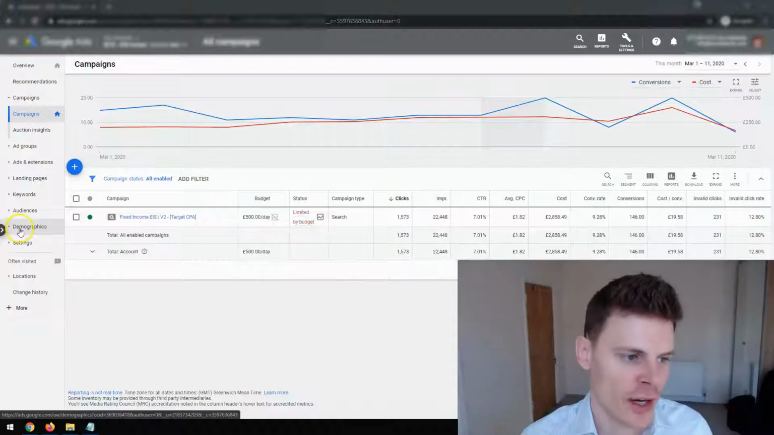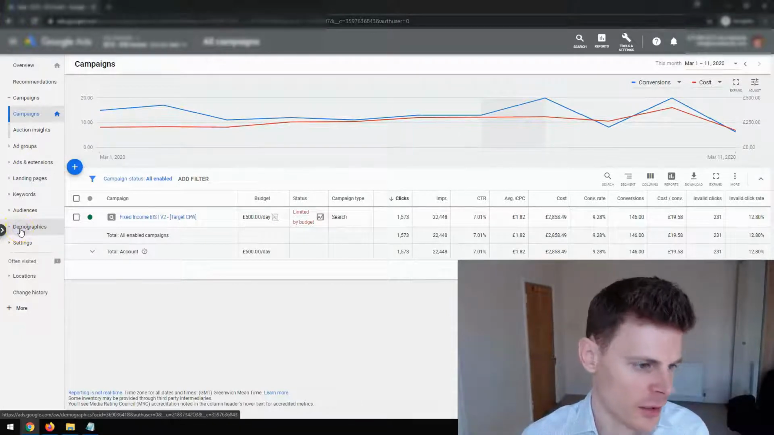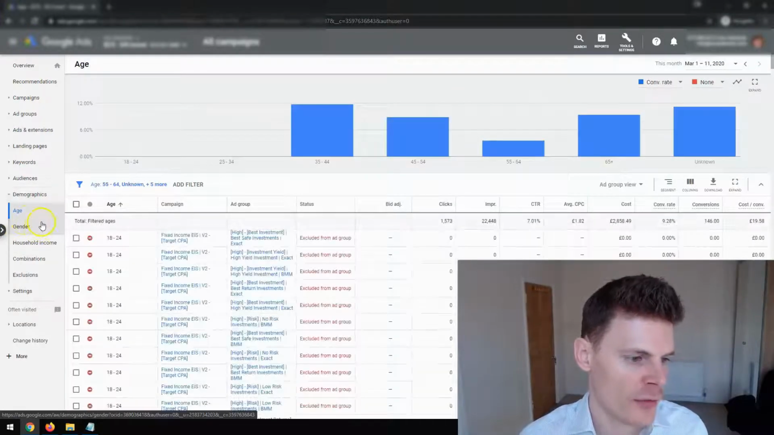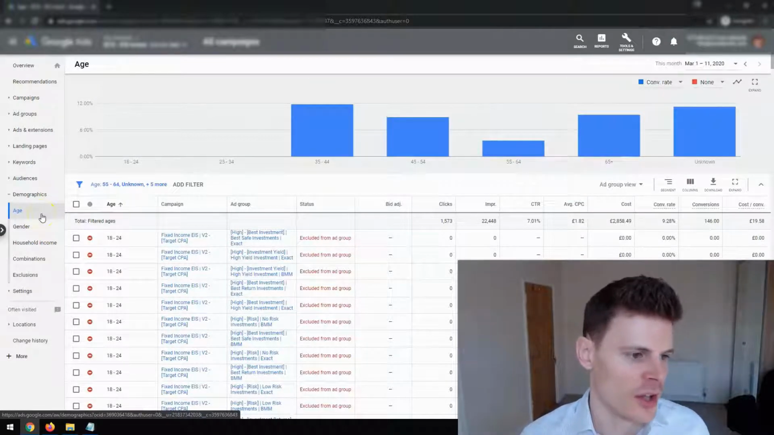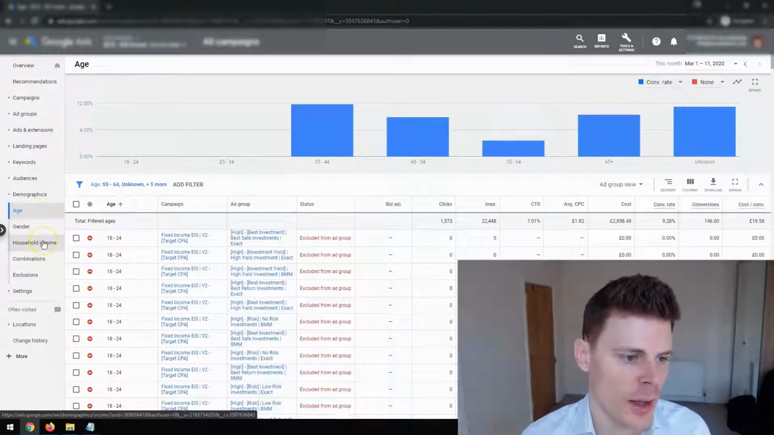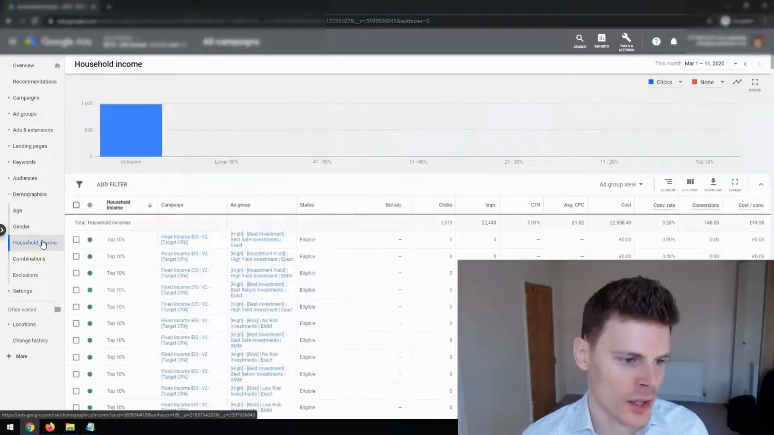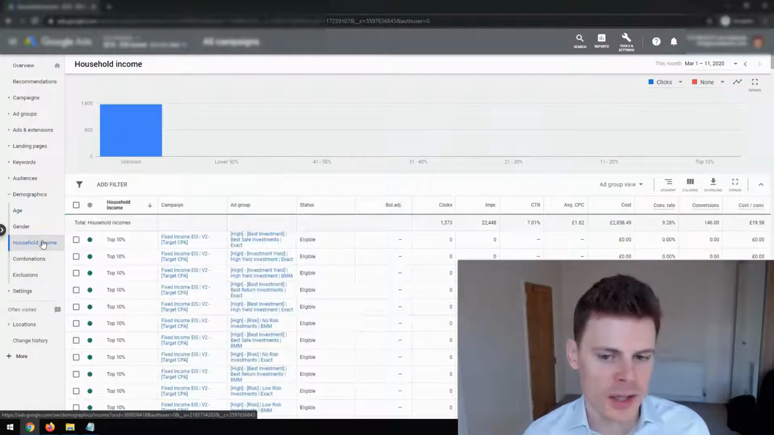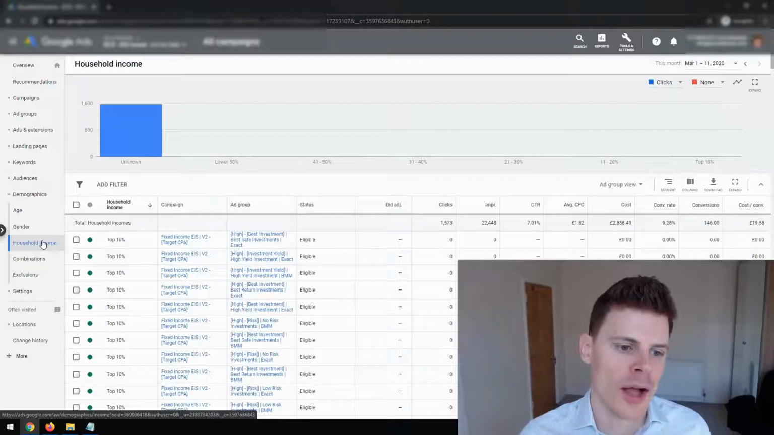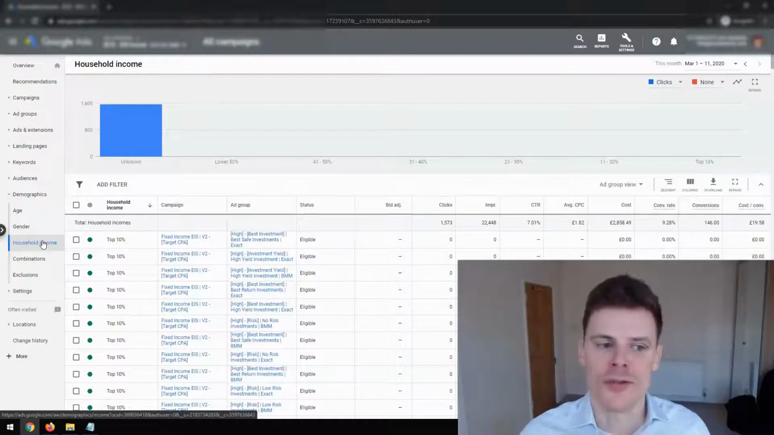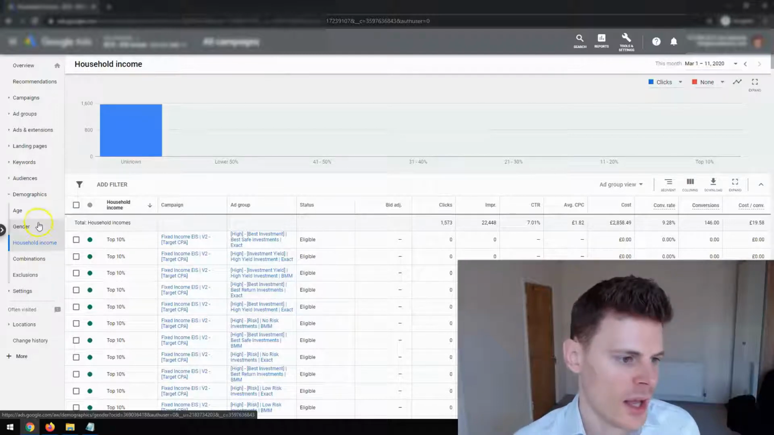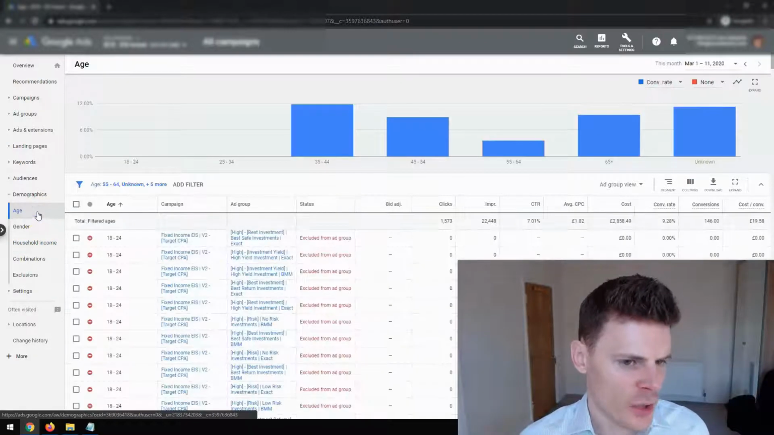So to view the data of your demographics within your campaign, you're going to navigate over to this section on the left, demographics, click that, and then you have a selection of the different demographics. So you've got age, gender, and you've also got household income. The ones we're going to look at are age and gender, because household income is typically only available in countries like the United States, where they have a lot of data on people's household income. So let's take a look at age first.